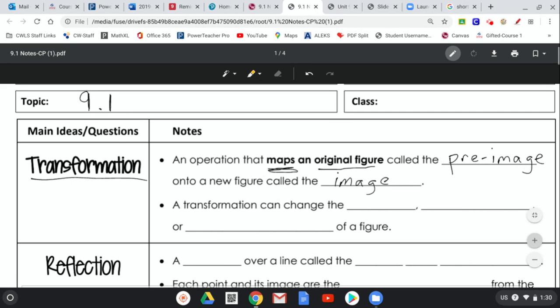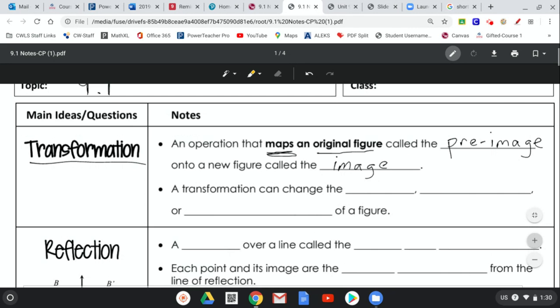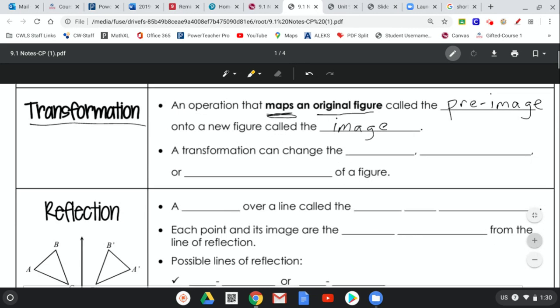And the way I think about this is I think of a camera. If you take a picture of something, you have an image. If you take a picture on your phone, you have an image of it. That's not the original figure. That's a picture of the original figure. That's what we call an image. So pre-image is the original figure. Image is the new figure that got moved. Remember, maps just means moved. Pre-image is the original figure. Image is the figure that got moved.